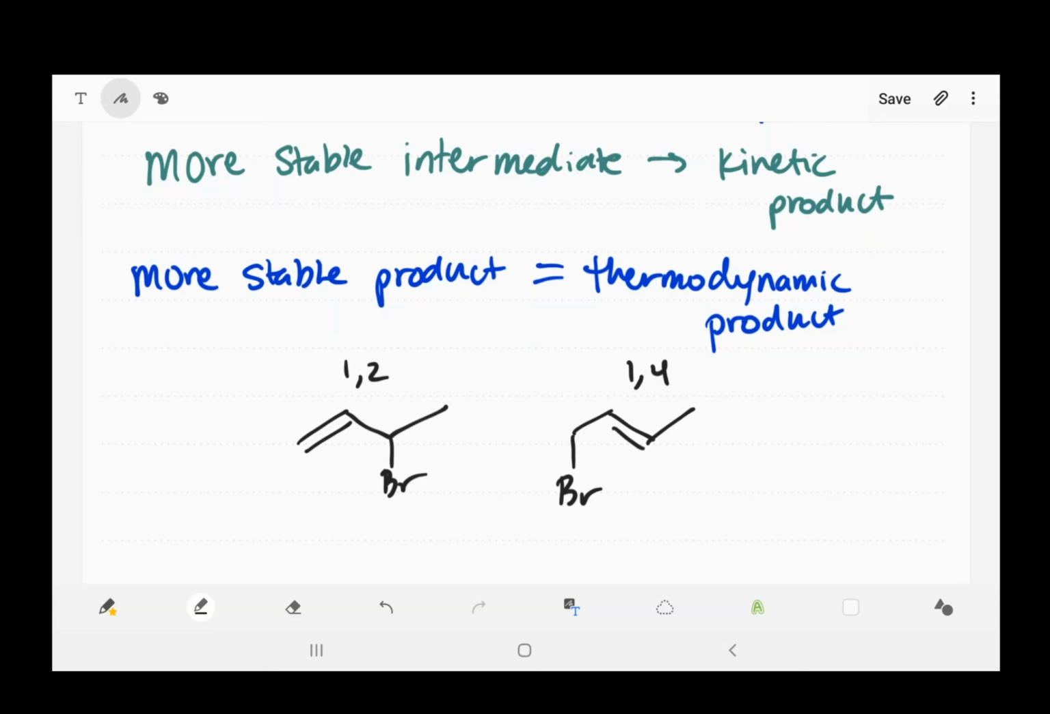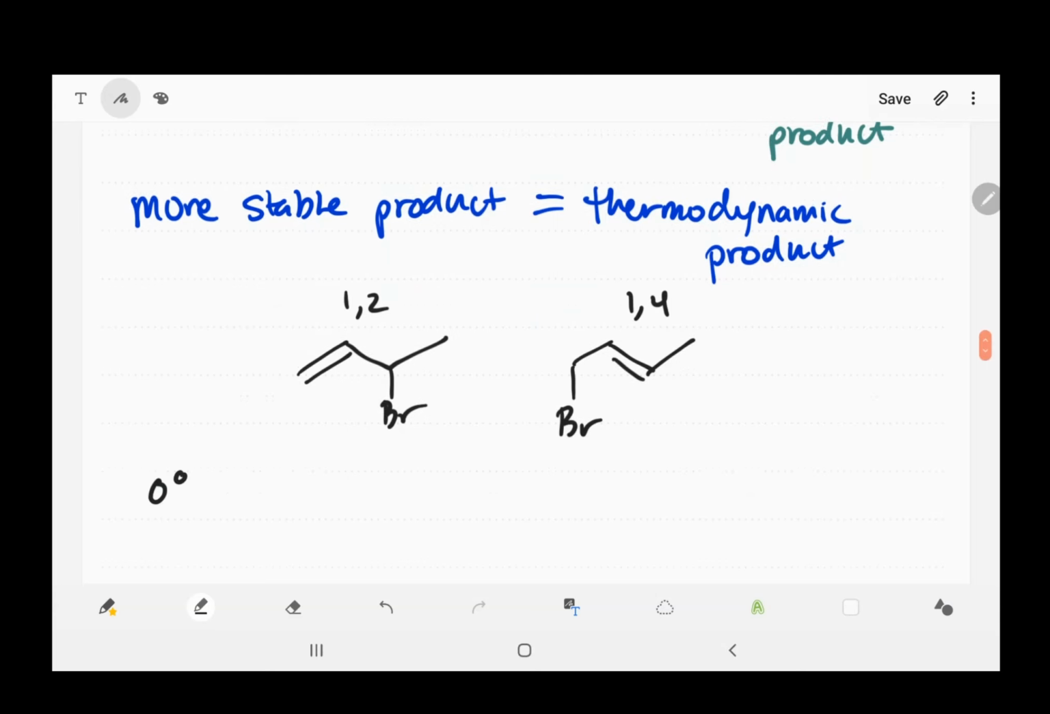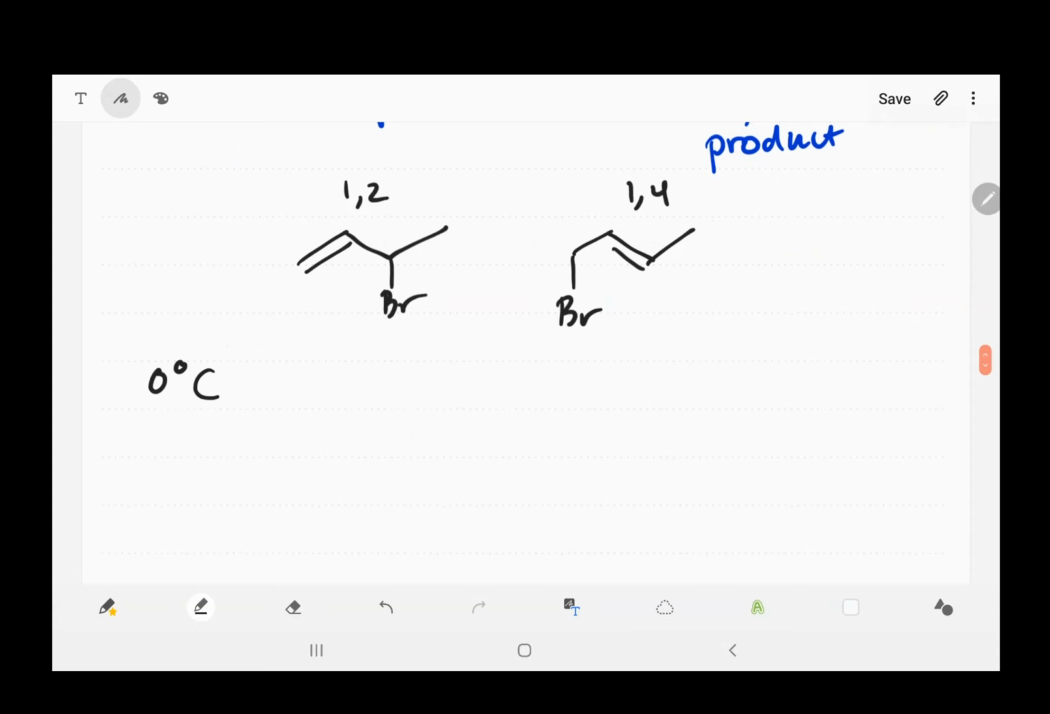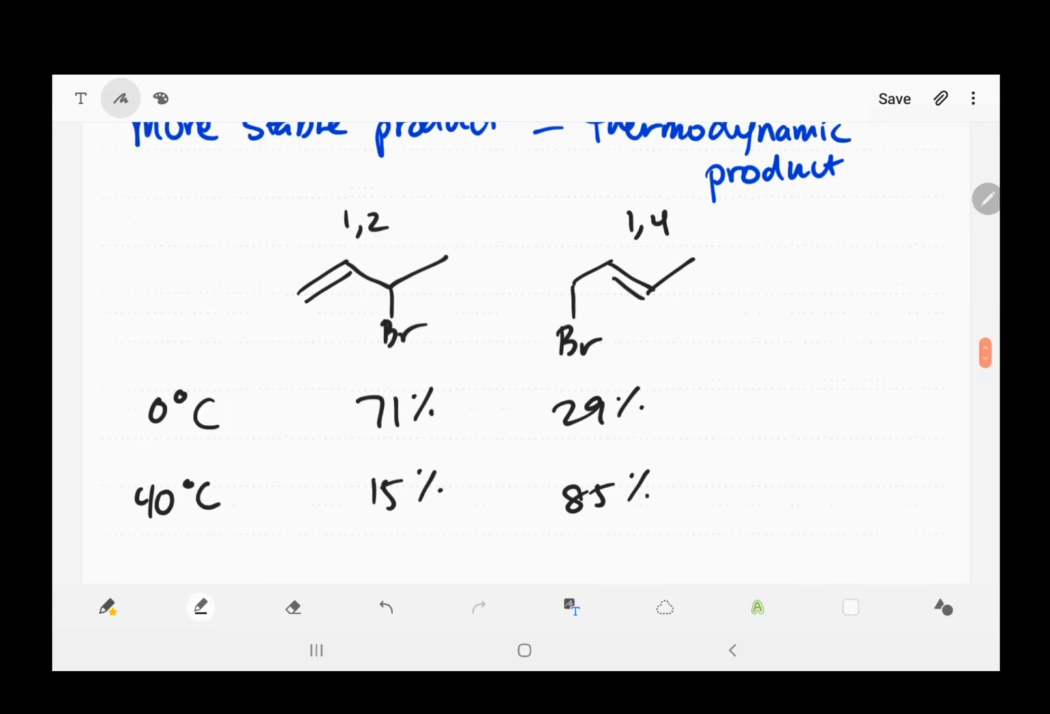So if we're looking at, say, 0 degrees Celsius versus, say, 40, the product ratios you get here are going to be the following: 29, and then I can do this math, 85, yes. So we see here, depending on the temperature you conduct this reaction, you're going to get a different array of products out. And this is what we are going to be talking about when we say thermodynamic control versus kinetic control of your product distribution.